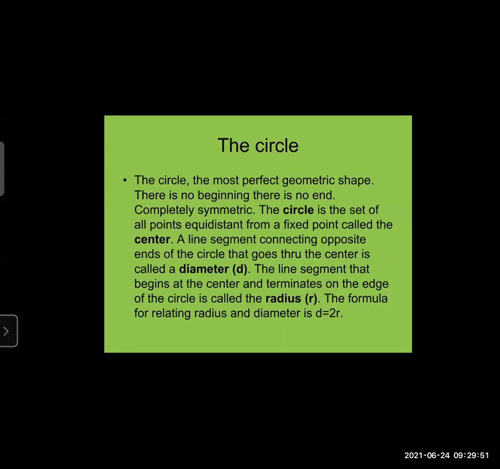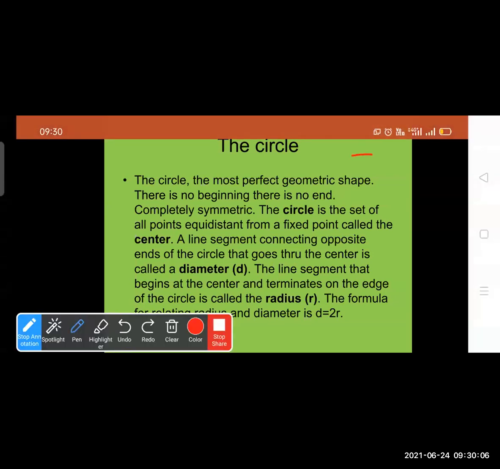Okay. Now the next topic, that is the circle. So circle means what? The circle, the most perfect geometrical shape. There is no beginning, no end. So when we draw a circle, see, this one is the circle. We come back to our starting position. So no beginning, no end.